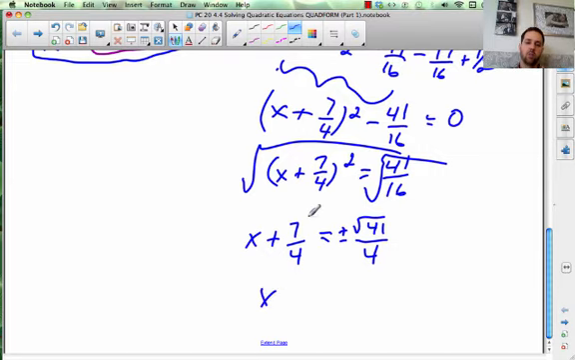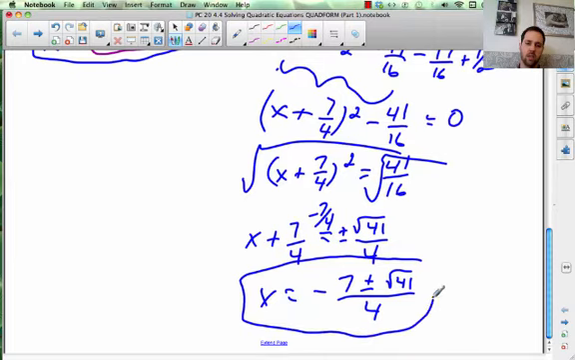So now we subtract 7/4, and of course 41 is a prime number, so we're not going to be able to reduce this root whatsoever. So then we can rewrite this just as negative 7 plus or minus root 41, all over 4, because the 7 was over 4 and the root 41 was also over 4.